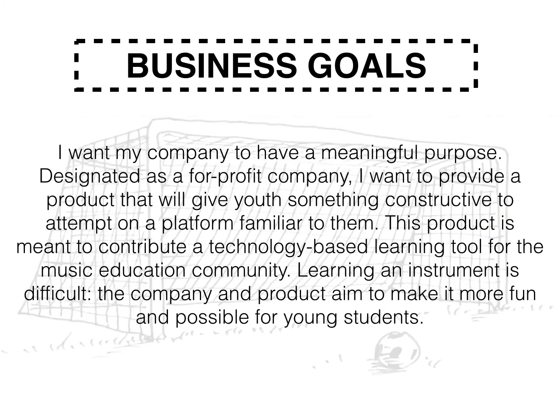So this was in conjunction with business goals. There was a little bit of a misunderstanding. I thought the last one was supposed to be values, but the vision board I downloaded said business goals, so I stuck with that. So just a brief summation. I want my company to have a meaningful purpose. Designated as a for-profit company, I want to provide a product that will give youth something constructive to attempt on a platform familiar to them. This product is meant to contribute a technology-based learning tool for the music education community. Learning an instrument is difficult. The company and product aim to make it more fun and possible for young students.